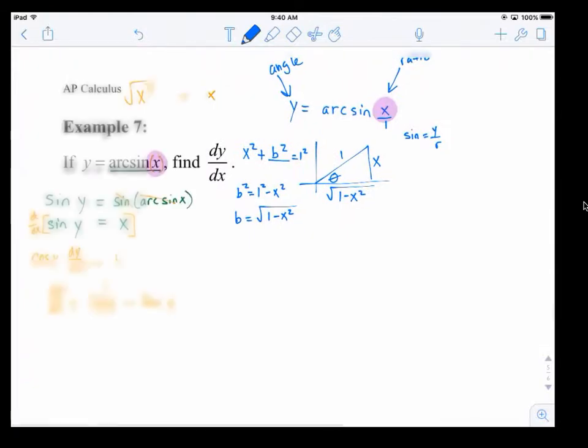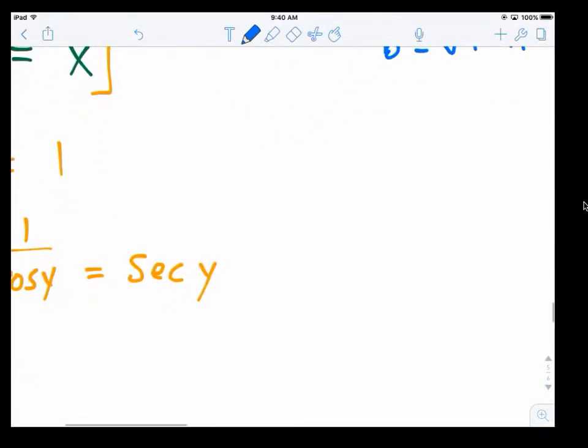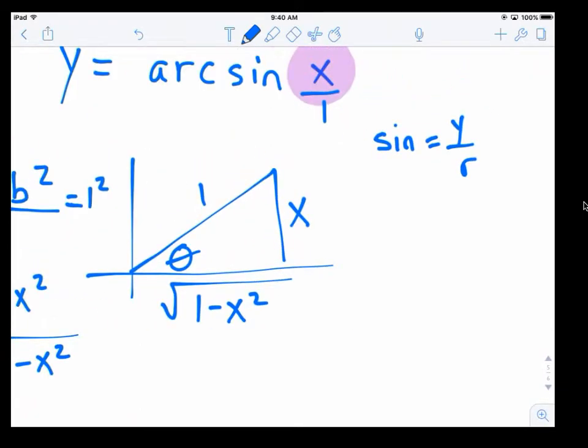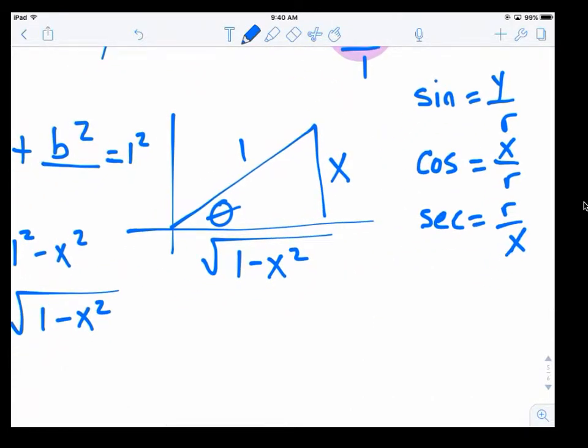We're given secant of y, so what is the secant ratio? What's the secant the inverse to? Cosine, right? And you know cosine is x over r. So secant must be r over x, right? So what would that be? What would the secant ratio be? What is the secant here of theta?